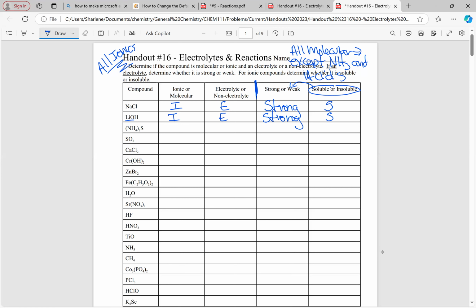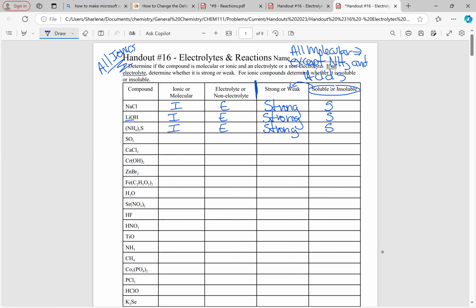All right, ammonium sulfide. Is it ionic or is it molecular? Well, this is a poly and an anion, so it's ionic. Well, all ionics are electrolytes. I just need to know whether it's soluble or not. So all ammoniums are soluble, end of statement. So that makes it strong.